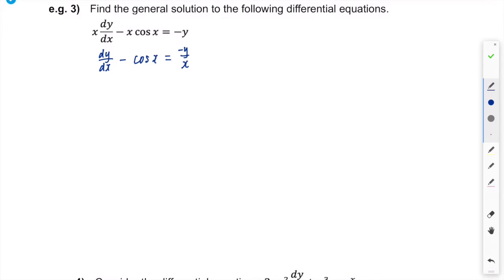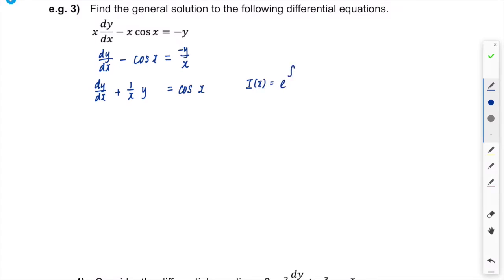But we have a second problem here. My y doesn't appear in the second term, right? But it's on the right side right now. So that means I should do this: rearrange it so that now we have a linear differential equation. And then it's time for an integrating factor.